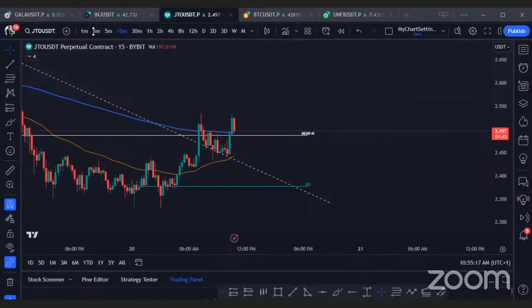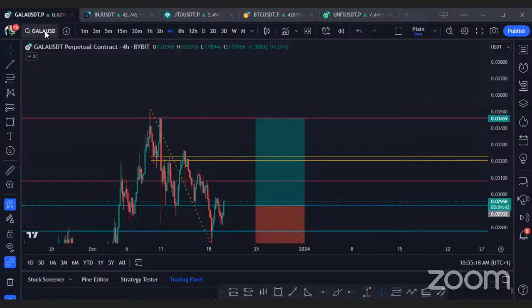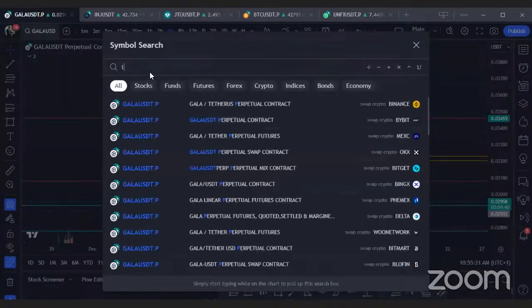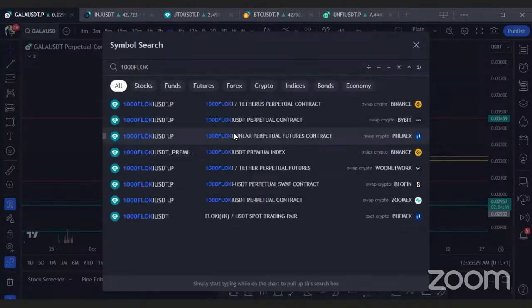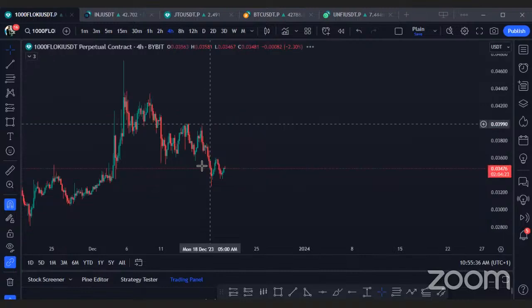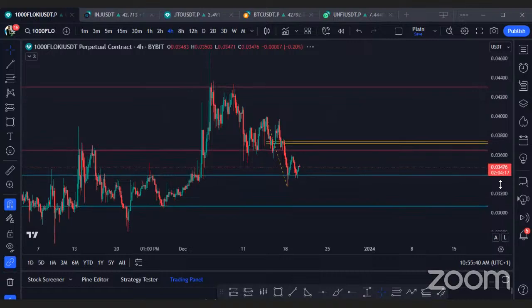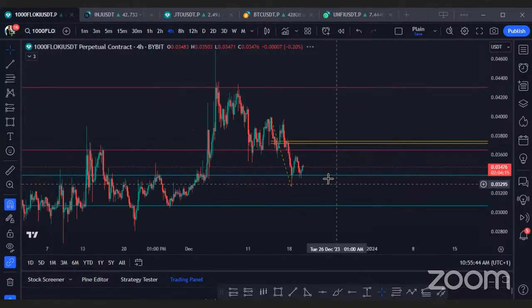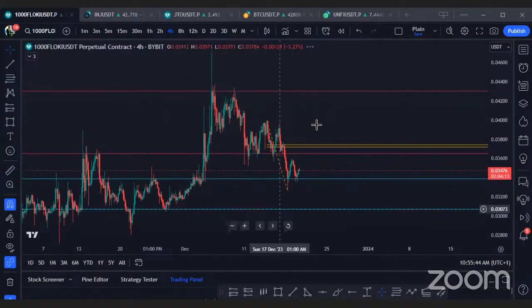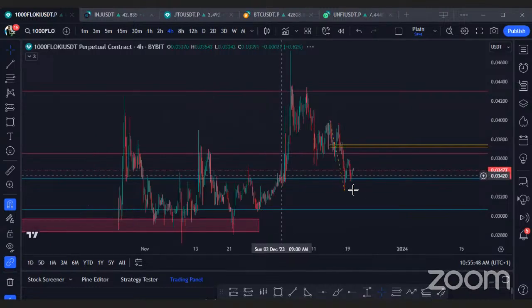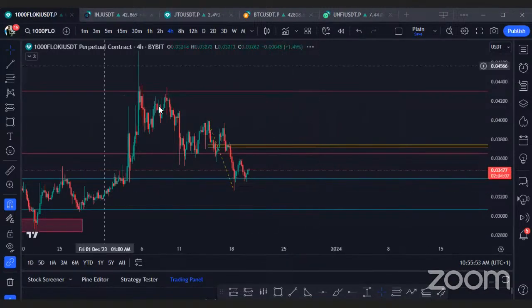And a few other tokens, okay, 1,000 Floki. I'm looking at Floki too. I think it's 1,000 Floki. 1,000 Luna Classic too. I'm looking at, is it rats or whatever. Those are some of the tokens that I'm looking at trading. So yeah, Floki is still within my zone there. So you can be looking for long for this token too. And then Luna Classic too.